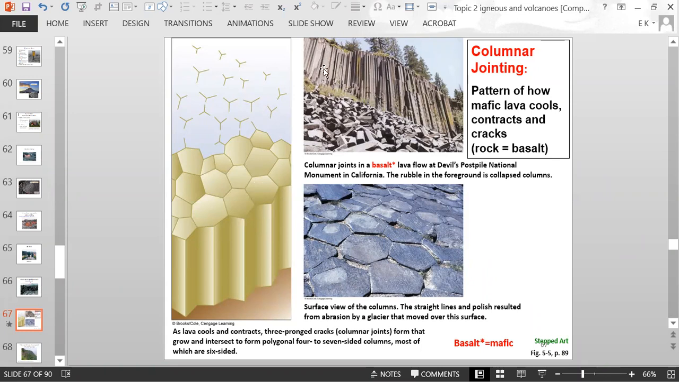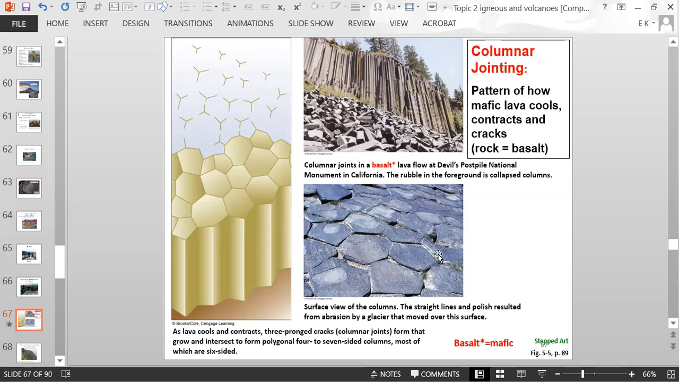That's an older mafic lava flow that cooled. And then the pile in front of this wall of columns is columns that broke off and just fell down and left a pile here. So these are like broken columns.